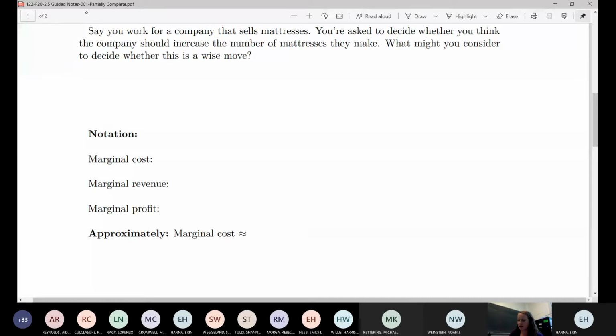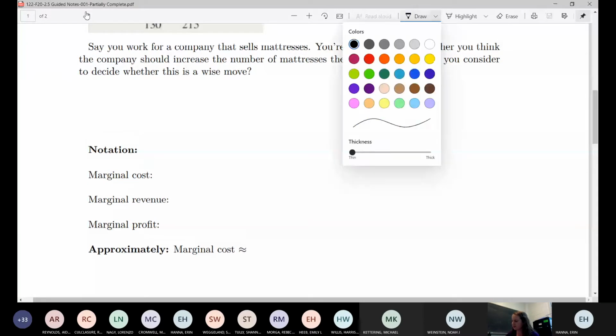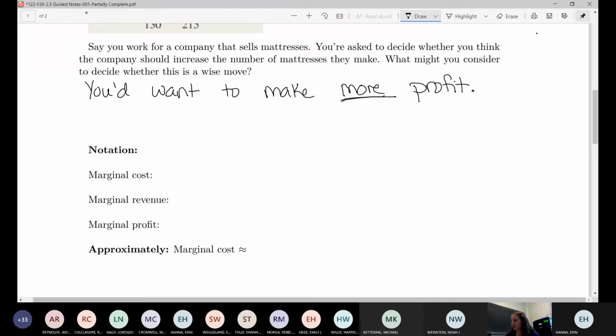So what we would need to make sure of, to make sure that they should actually do that and it would make sense, is we'd want to make more profit. You want to make sure that selling that next extra item would actually make you more money than you were making before. Because when it comes to cost and revenue functions that are not linear, super weird things can happen.